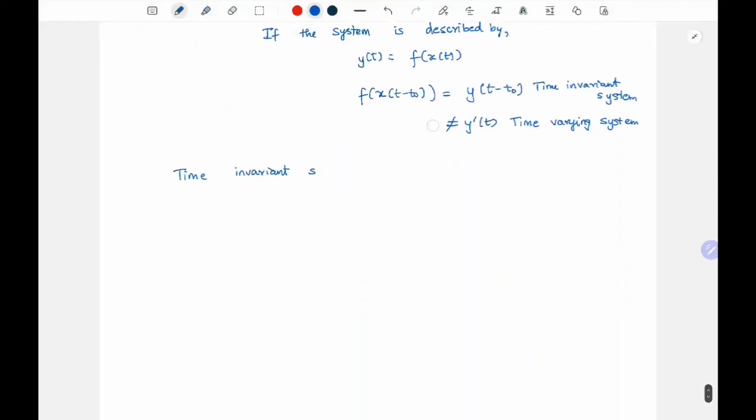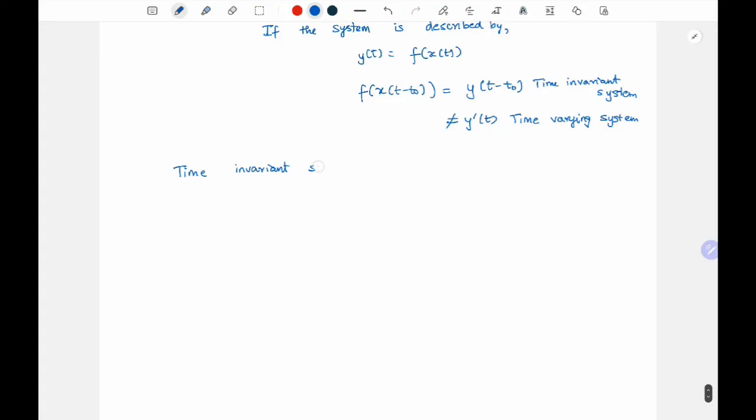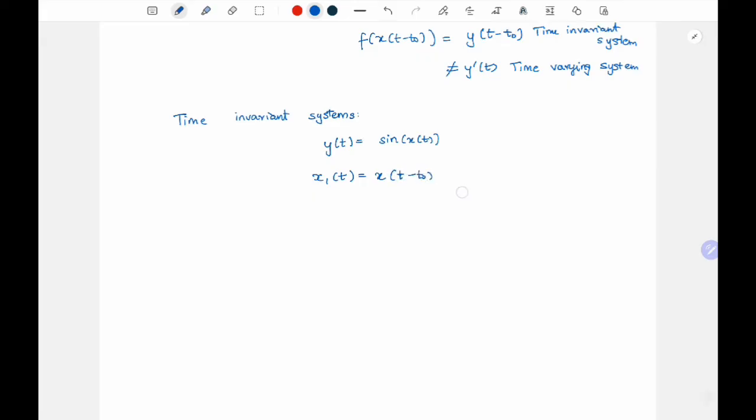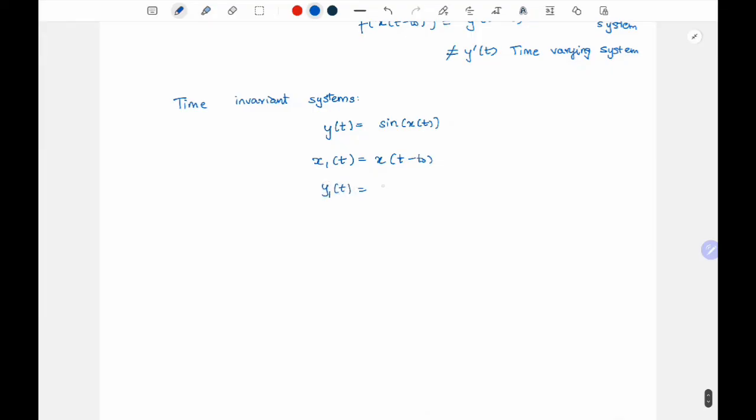Okay. So, time invariant system. First example, let's take y of t is equal to sin x of t. Now if I take some other signal, x1 of t is x of t minus t naught. Then what will be y1 of t? It will be sin of x1 of t, right? But x1 of t, I can replace it with x of t minus t naught. So this is my new output.